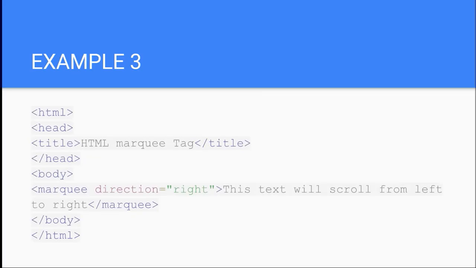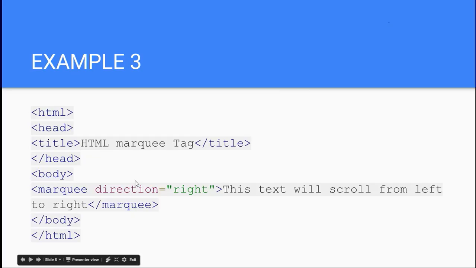Okay, let us have a look at one more example that covers one more attribute. Here you can see the marquee direction. We are assigning a value to direction, and it is right. The attribute is direction, and the value is right side. This will scroll from left to right. In the previous example, it was scrolling from right side to the left side, so the direction was to the left side. But here we are giving a direction attribute so that it should go to the right side.